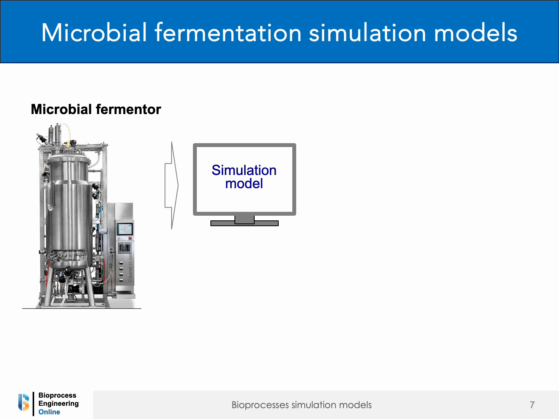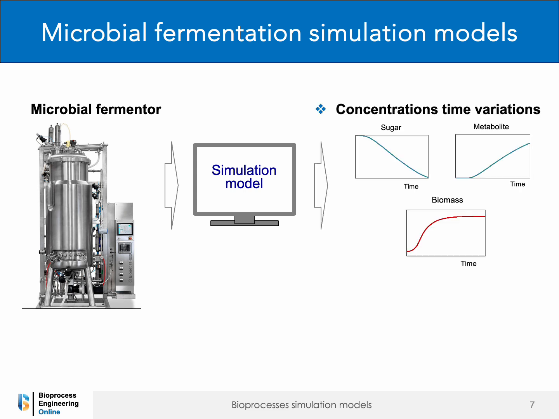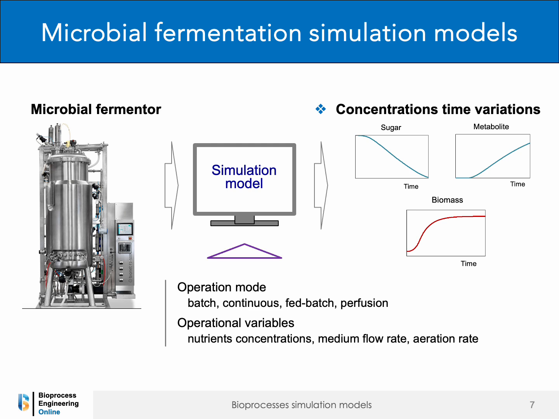In instances of bioreactors involving microbial fermentation or animal cell culture, the simulation model is intricately crafted to predict the dynamic variations in nutrients, cell, and metabolite concentrations throughout the cellular transformation process. Furthermore, these models are tailored to foresee the impact on fermentation kinetics stemming from various factors. This encompasses the operational mode of the reactor, whether it operates in batch, continuous, fed batch, or perfusion mode, as well as critical operational variables, such as nutrient concentrations, medium flow rate, and aeration rate.